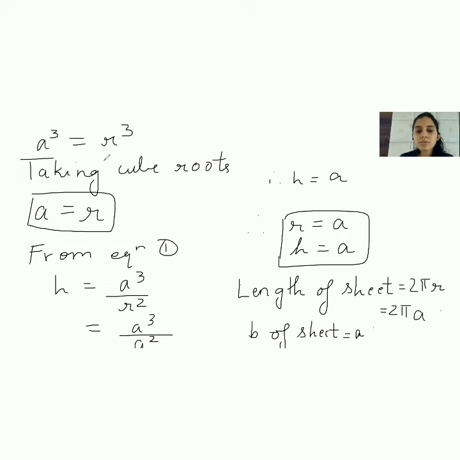Either you write it in terms of the cylindrical dimensions, or you can write it in terms of the rectangle dimensions. Any two would do. So this is the value of the radius and the height of the cylinder that you require. Clear? This is question 15.